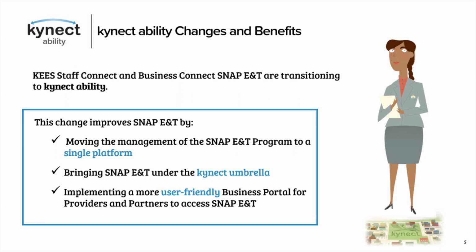Key Staff Connect and Business Connect SNAP E&T are transitioning to Connectability. This change improves SNAP E&T by allowing the management of the SNAP E&T program on a single platform, bringing SNAP E&T under the Connect umbrella, and implementing a more user-friendly business portal for providers and partners to access SNAP E&T.